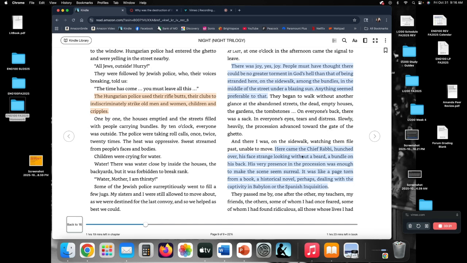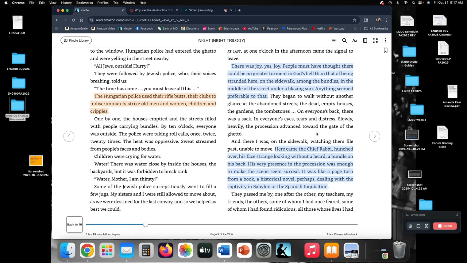Here we come to this idea and this image of the chief rabbi, who is like, in Christian terms, holy, like the Pope for the Catholic faith. So he's in this procession. He's without his beard, a bundle on his back.